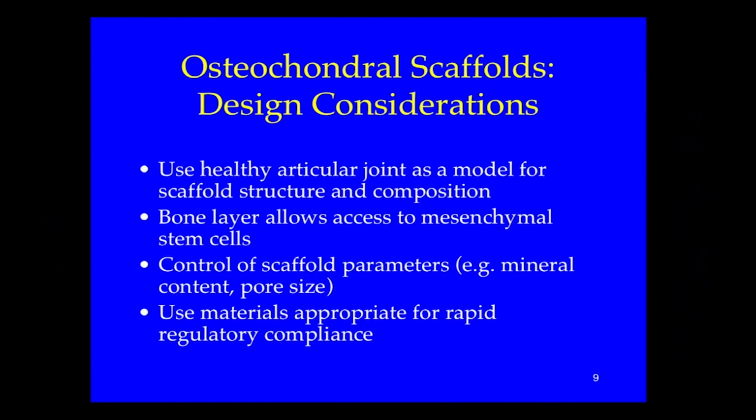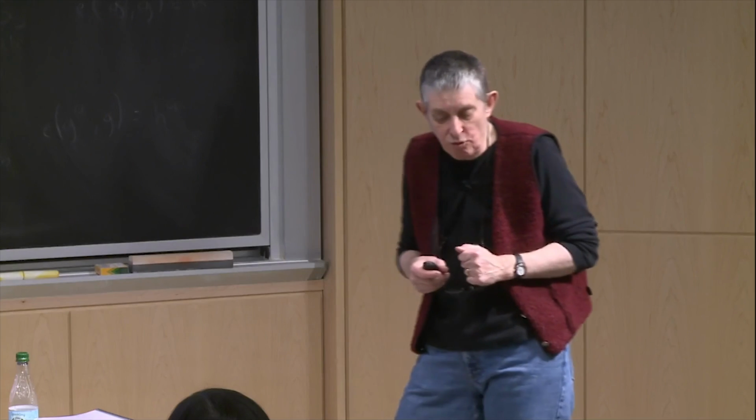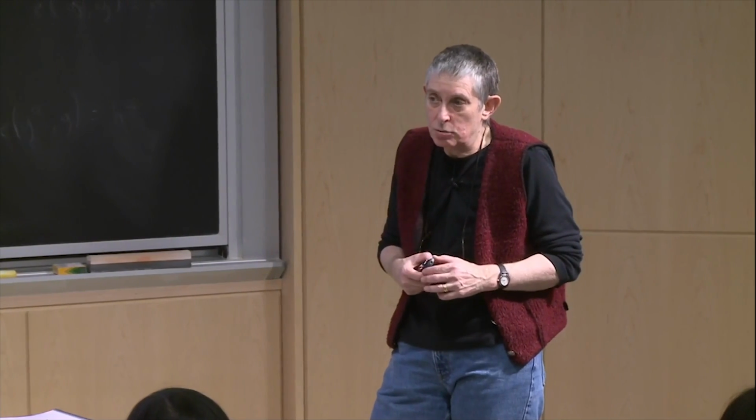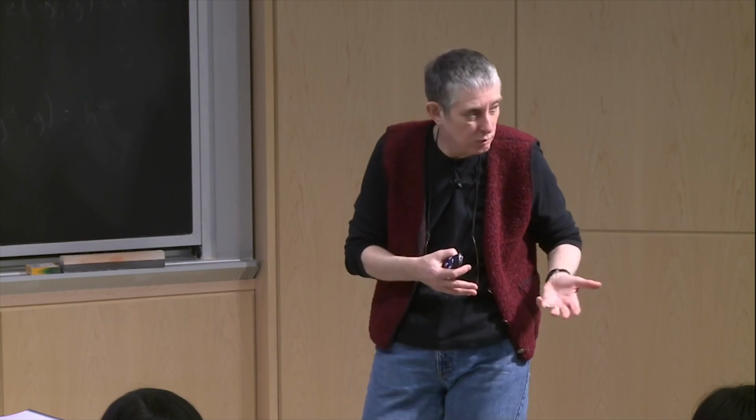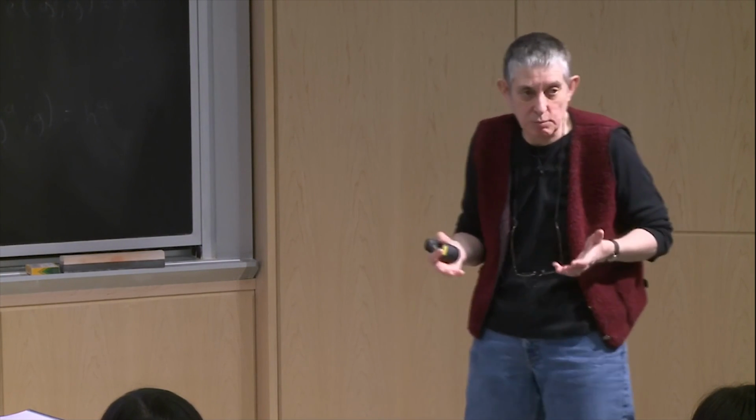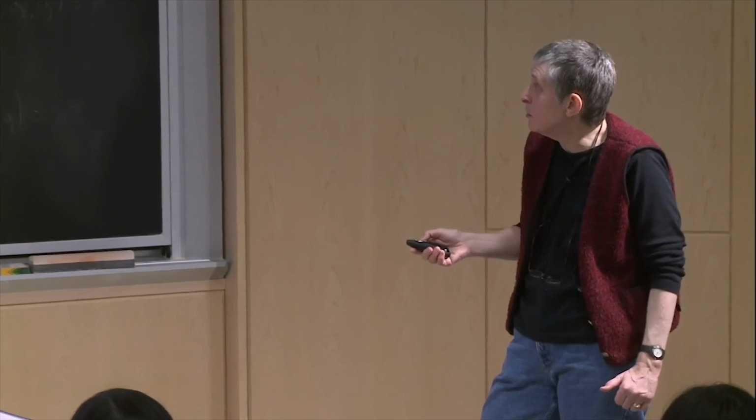We wanted to be able to control scaffold parameters, things like the mineral content and the pore size. Remember I said these tissue engineering scaffolds, the pore size is one of the parameters where you want to have the pore size in a certain range. And we wanted to use materials that would be appropriate for approval from things like the FDA. So typically when people make tissue engineering scaffolds, they don't start with some material that's never been approved before. They start with something that already has approval for something else, and that's what we wanted to do too.